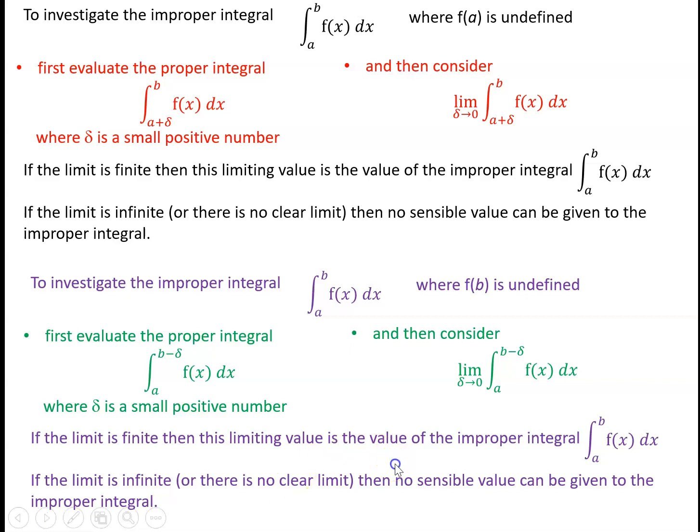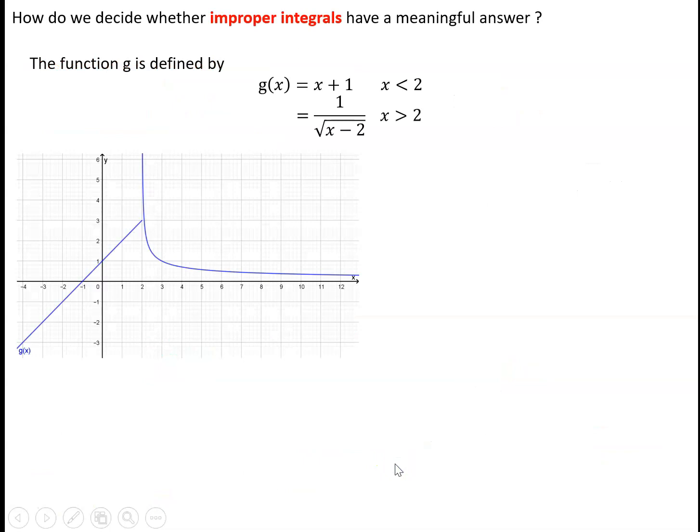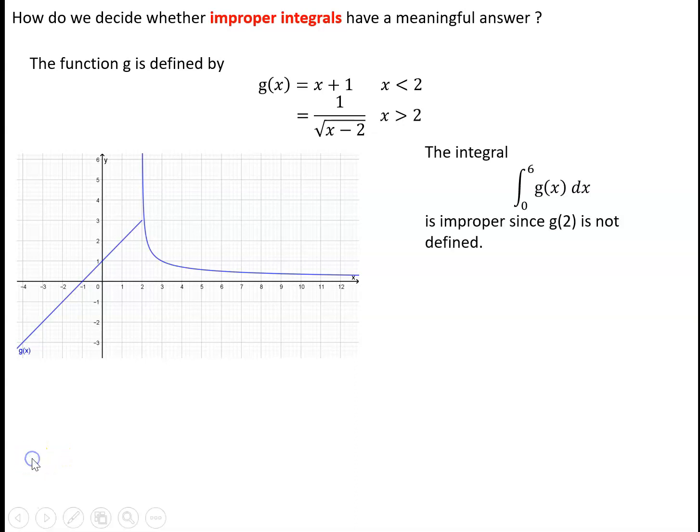So let's consider, for instance, the function g here, where g of x is defined to be x plus 1 if x is less than 2, and g of x is 1 over the root of x minus 2 if x is greater than 2. Now let's suppose that we want to evaluate the integral between 0 and 6 of g of x. Well, this is an improper integral because g of 2 is not defined. So we need to think of some way of getting around that.